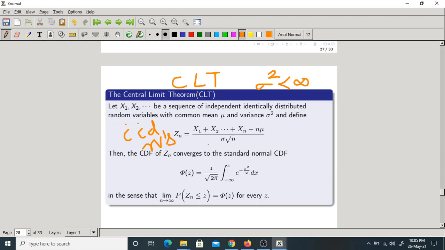So we have defined Zn as (x1 plus x2 plus so on xn minus n mu) by sigma root n. Now what happens as n tends to infinity? The CDF of Zn converges to the standard normal CDF phi of z. So this is the meaning.